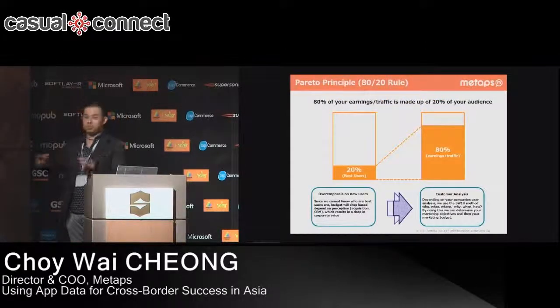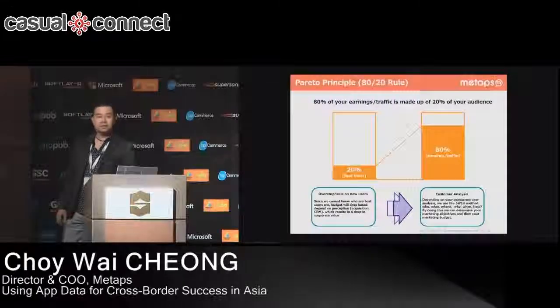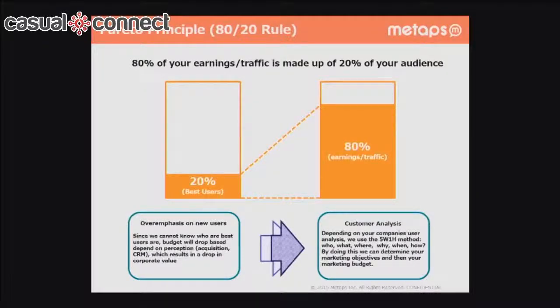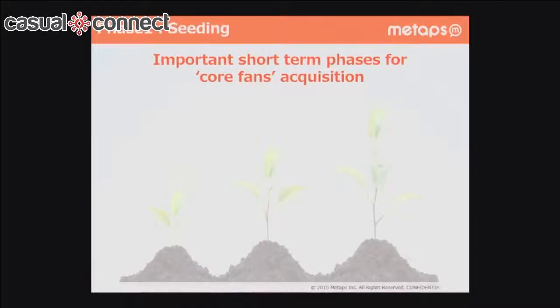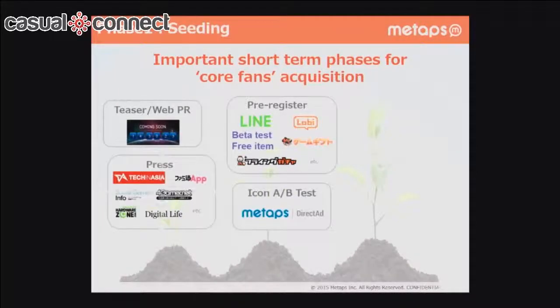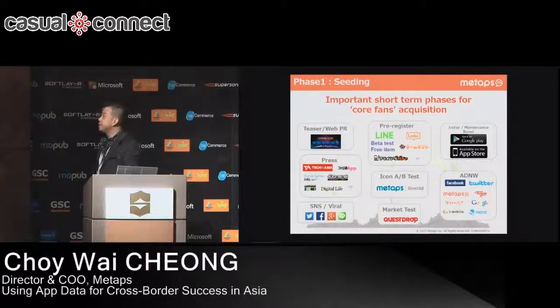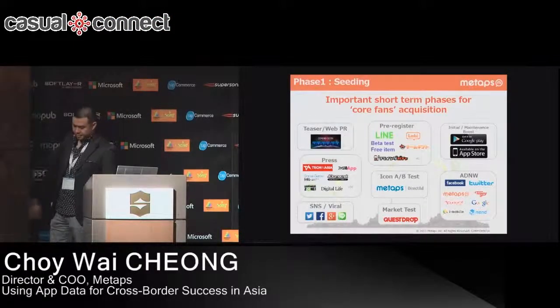And this also goes to show the Pareto principle, which is that 80% of your revenue usually comes from just 20% of your core users. Now the phase one, seeding. There's this very important short phase for core fans and all. You can see here, there are many, many different ways.